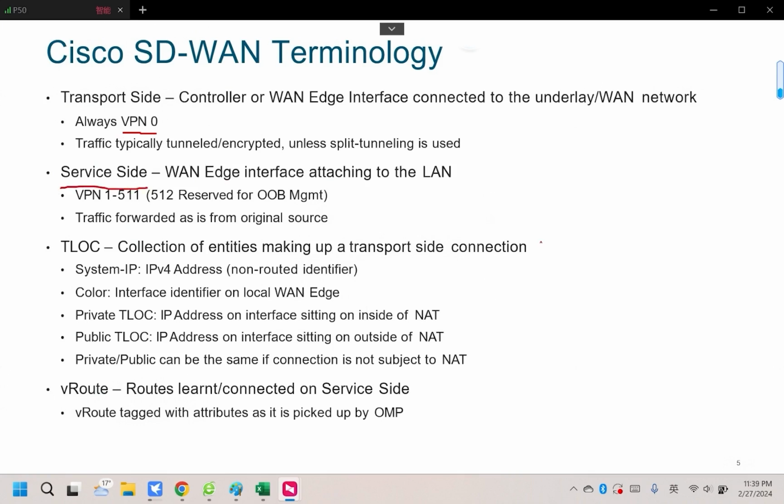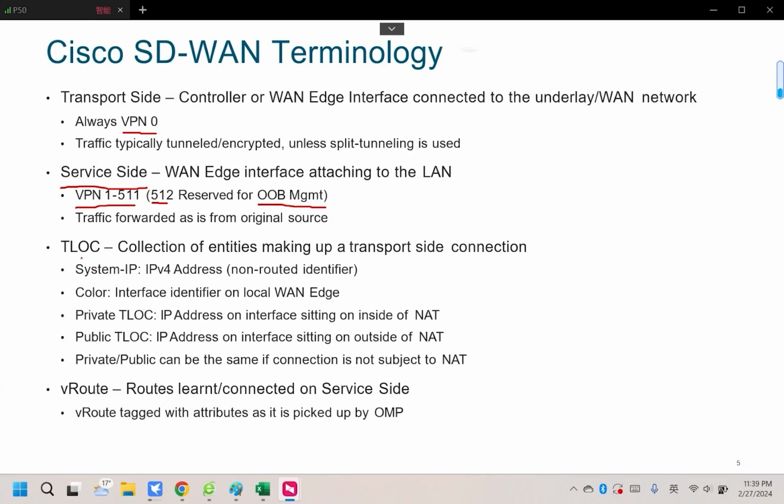The second is the service side. We'll also make a simple summary of it. You can think of it as a logical line, or a logical channel. We divide it into two main categories. The first category, its numbers range from 1 to 511. This part represents our specific business services. The second category, specifically reserved for 512, is for our controllers and our edge devices to use for OOB or MGMT management interfaces. These are the two main categories of service side.